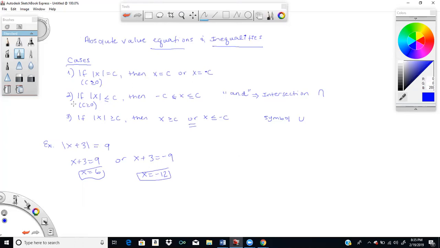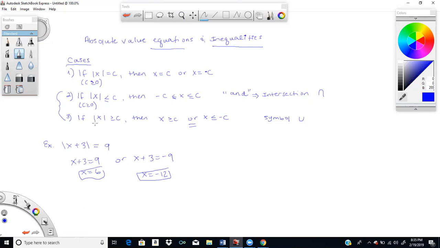All right, so now these other two, dealing with the inequalities, if you have the absolute value is less than or equal to C, or less than C, okay, then this creates an and statement, actually, okay, intersection. So we can rewrite this as x is between negative C and positive C. So basically we have almost like the right hand side, and then we put like the negative C on the other side. All right, so that's case 2.